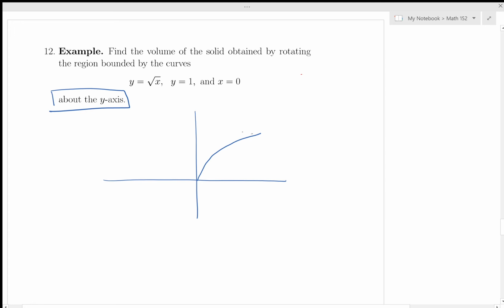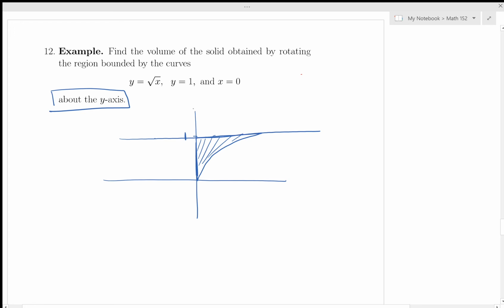We have the curve y equals 1. So I'm going to come across here. This is going to then be 1, like that. So that's y equals 1, continuing like that. And then we have the other one, x equals 0. So that's that. So now we've identified the region there. There's the region. That is the region bounded by those 3 curves.